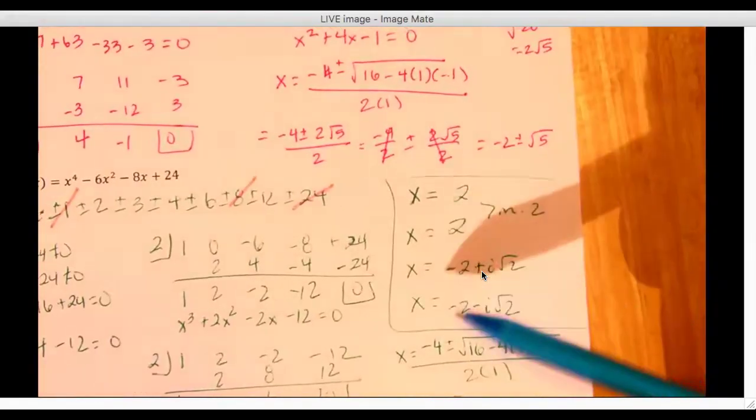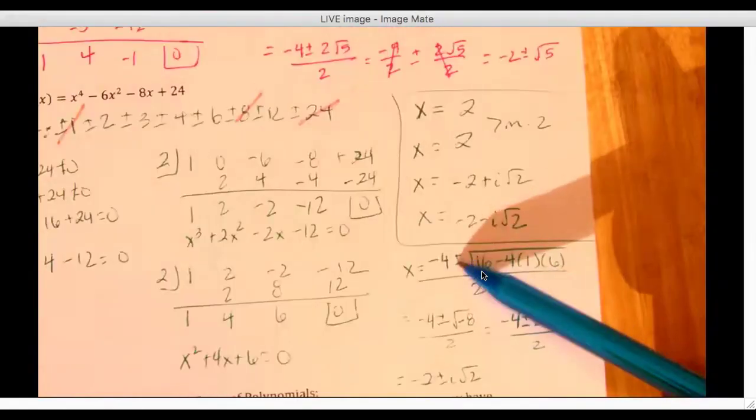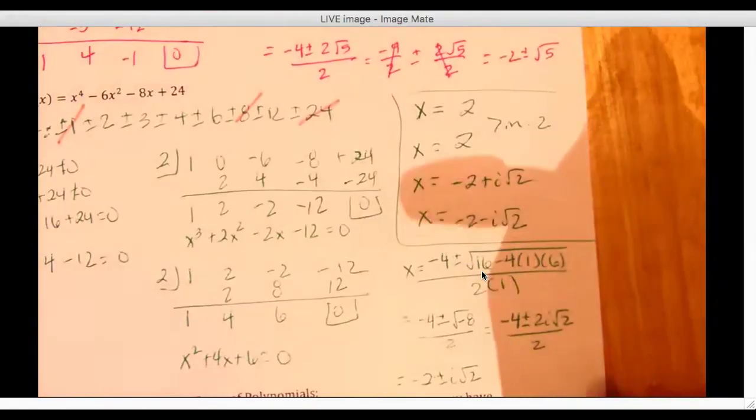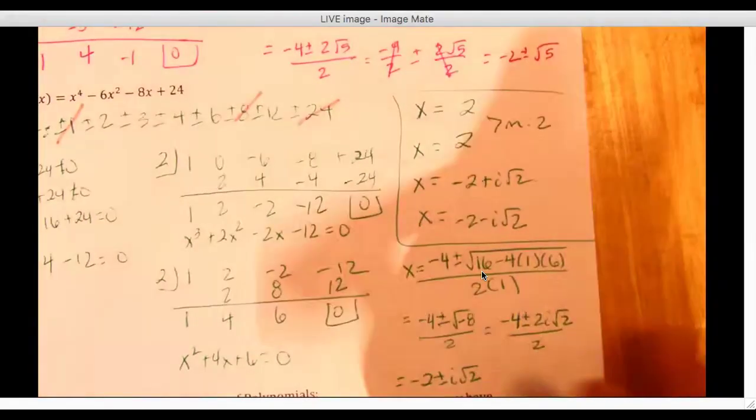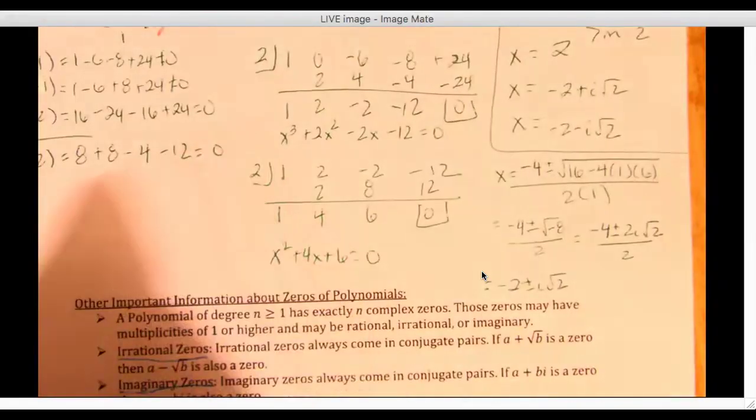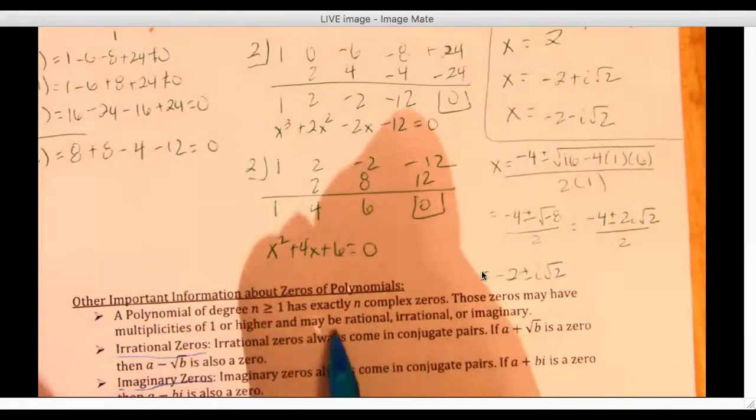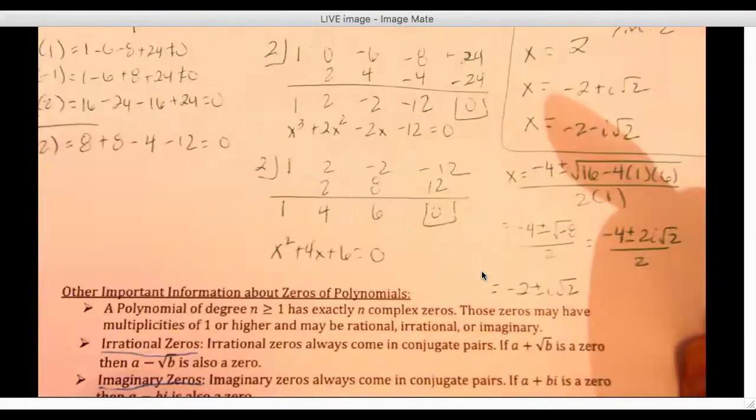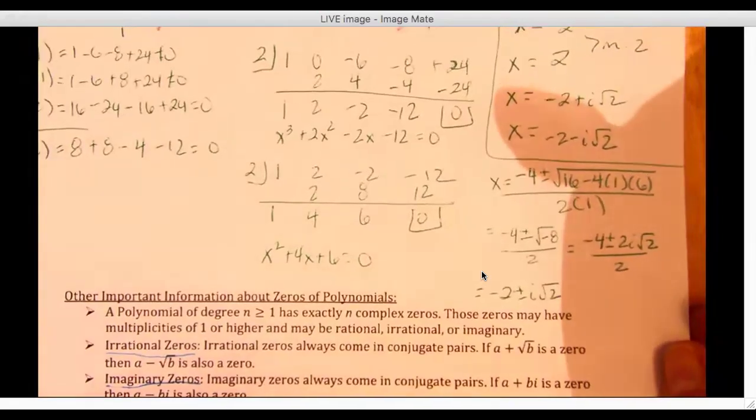Same thing as we just saw with the quadratic formula, the plus or minus sign, those will always come in pairs. Okay. And we've already been using this, that our polynomial has n complex roots. So the number of answers we got should have been the same as the degree of our polynomial.